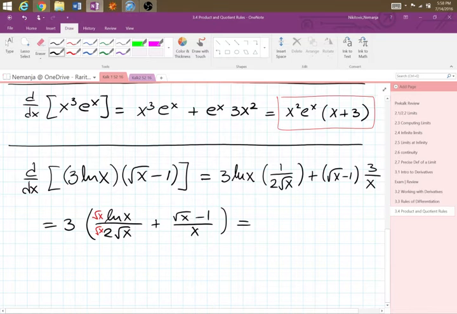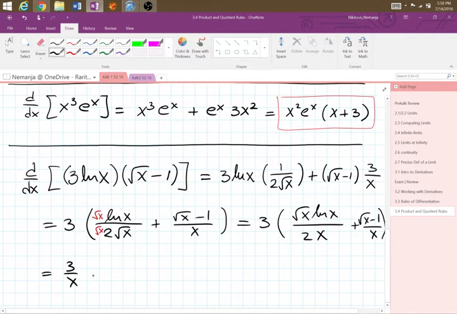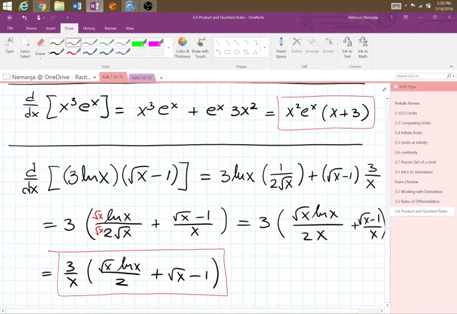So let's write one more step because we can. So square root of x ln x divided by 2x, sorry, 2x, plus root x minus 1 over x. Now you see that you can kick out 1 over x as well. So it's 3 over x outside. Inside you have square root of x ln x over 2 plus square root of x minus 1. And this would be the simplified answer as far as possible.